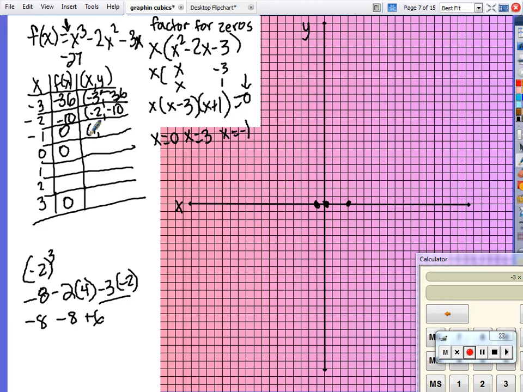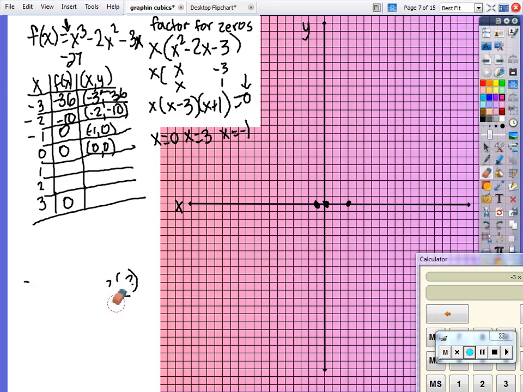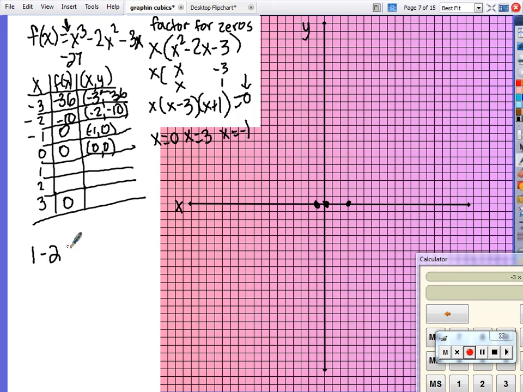We got 1, negative 1, 0. Our zeros are always easy to find. 0, 0. Obviously, there is no constant, so that's our y-intercept. All right, now we're going to plug in the 1. So 1 cubed is 1, minus 2 times the 1 squared is 1, minus 3 times 1. So we get 1 minus 2 minus 3. So that's negative 1 minus 3 is negative 4. So 1, negative 4. Plug in the 3 and we're going to be done.